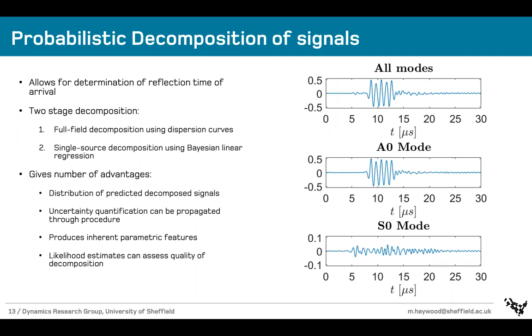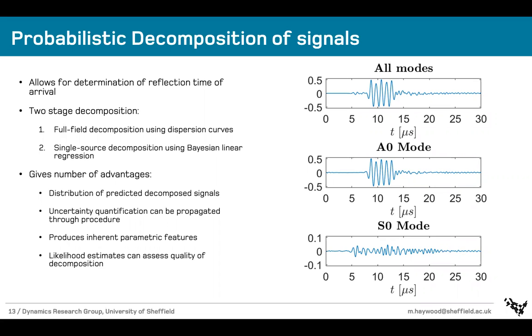Okay, so the first thing we need to do is then try and decompose our wave packet, which contains all of the modes, into our different modes that we expect nominally, as well as our reflected waves. So to do this, I use 2 stages of decomposition. First, there's a full field decomposition, and this is going to use the dispersion curves, so the arbitrary dispersion curves like we went through in the first couple of slides, and then single source decomposition, which I'm using Bayesian linear regression for. And the reason for doing these steps is there's a number of advantages.